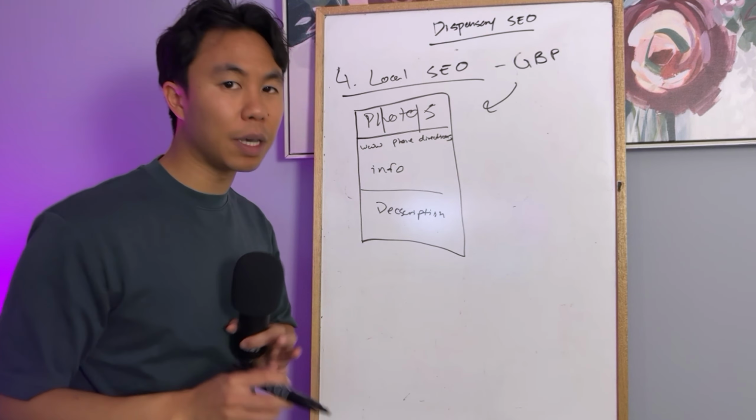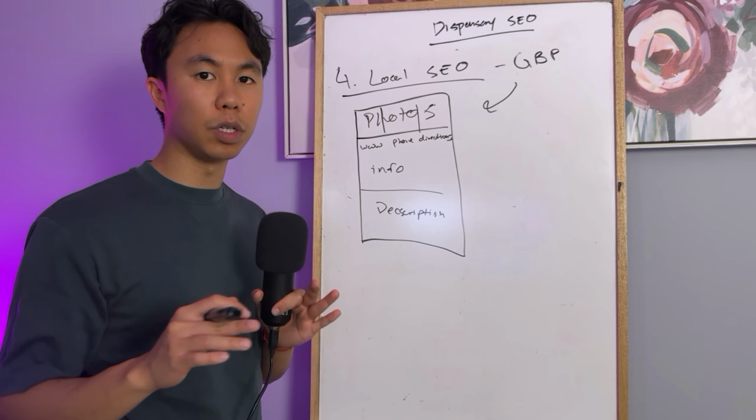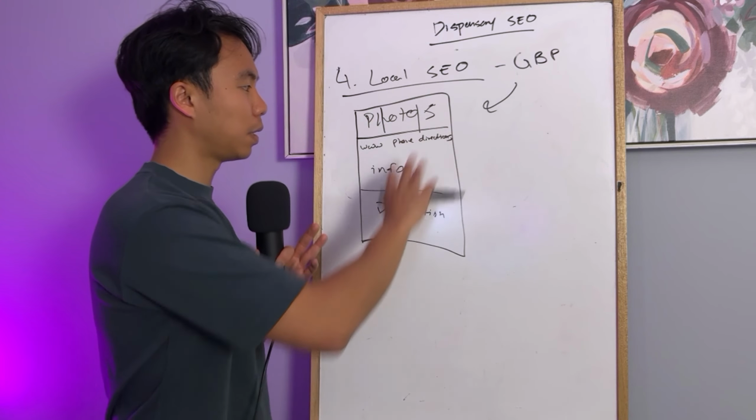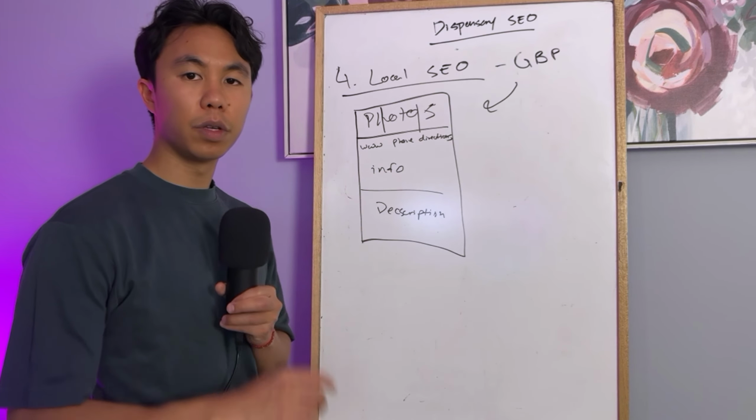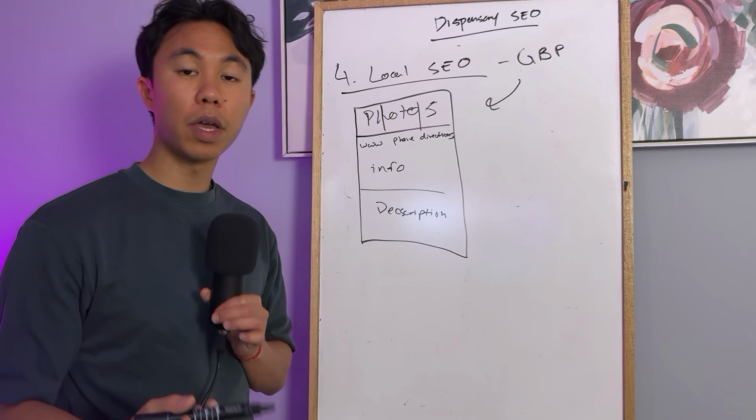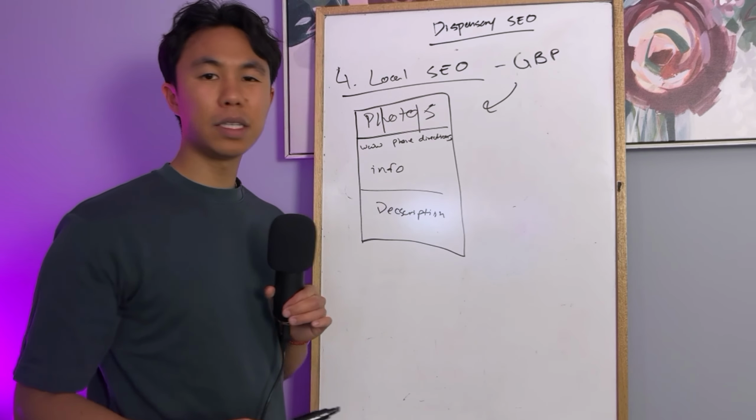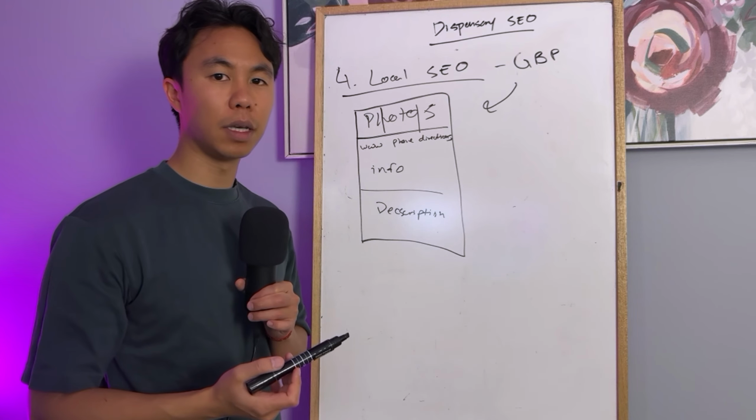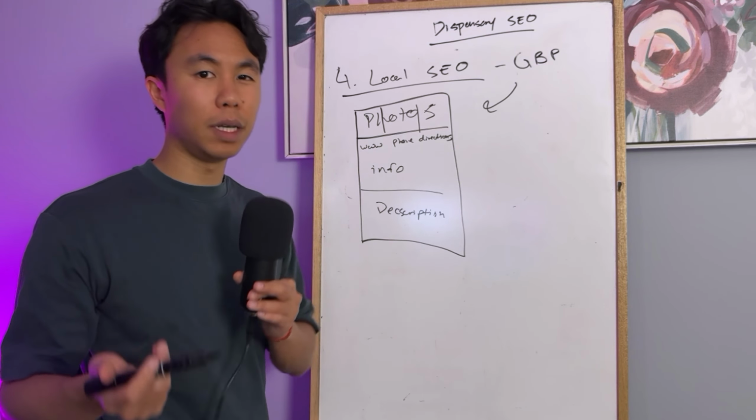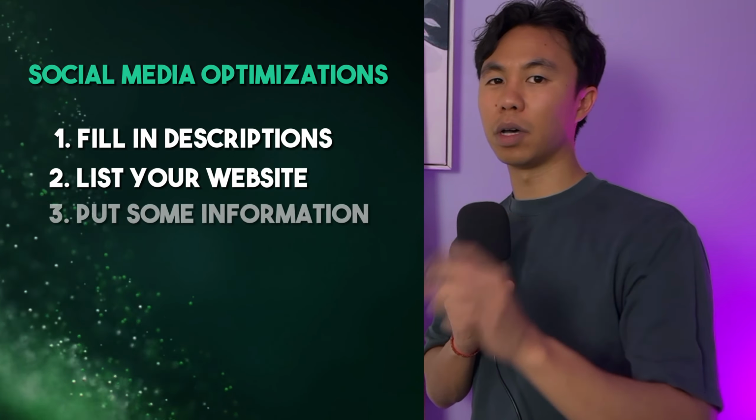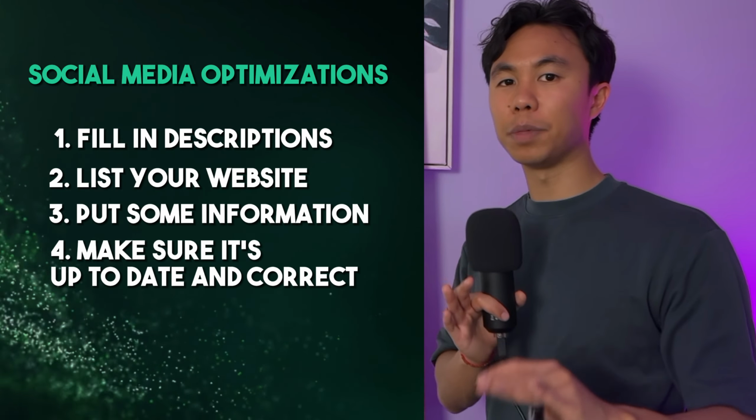This is how people typically find you for the near me searches. When people type in dispensary near me or cannabis store near me, these are the things that you want to start optimizing for. There are a few things you need to take into consideration when optimizing for local SEO. Optimizing for local SEO isn't really any different from optimizing any of your social media accounts: making sure you fill in descriptions, put your website and all the information up there, and make sure it's all up to date and correct.